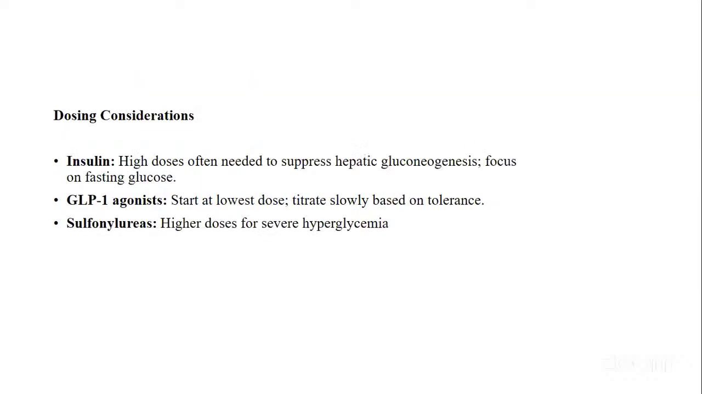When we start insulin, titration is often needed to suppress hepatic gluconeogenesis by increasing basal insulin, so we will monitor the morning fasting glucose. And the other one, when we start GLP-1 agonists, we start at a lower dose and titrate slowly based on tolerance. And with sulfonylurea, for better effect, we can start with higher doses.